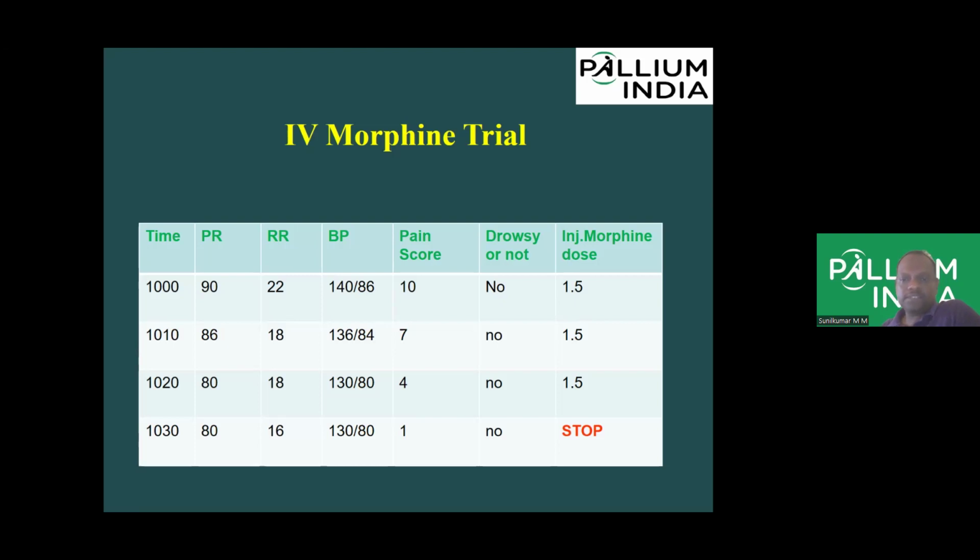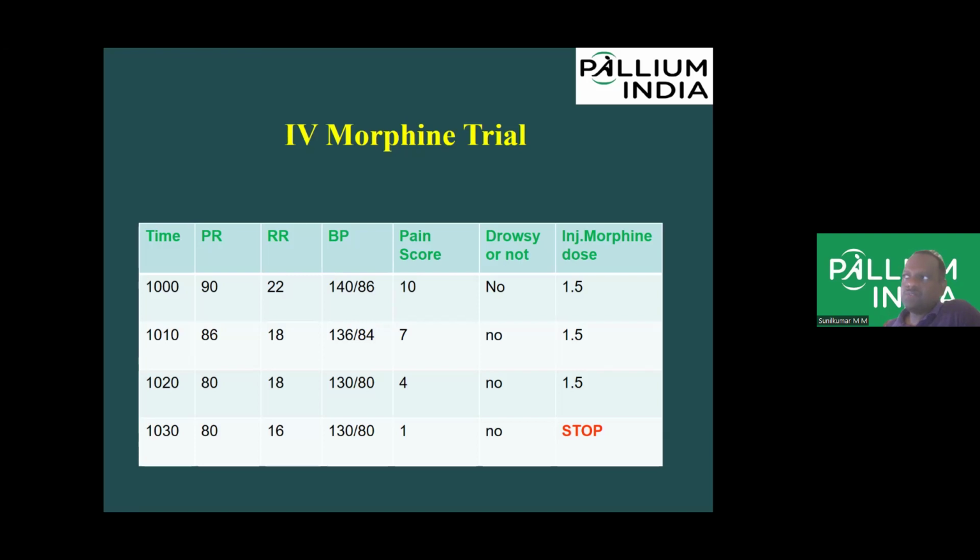So how much intravenous morphine was needed to get pain relief? It is 4.5. Okay. So this patient who has a carcinoma of the larynx has had pain for the last 2 weeks, and now he has relief with 4.5 milligram of intravenous morphine.